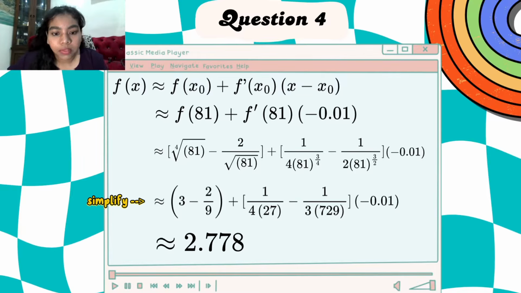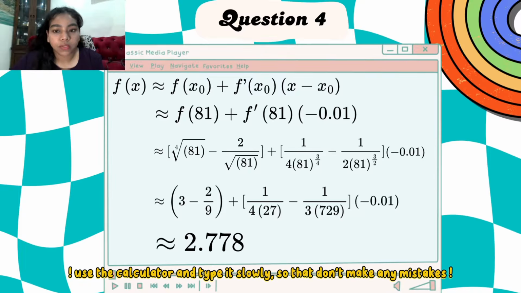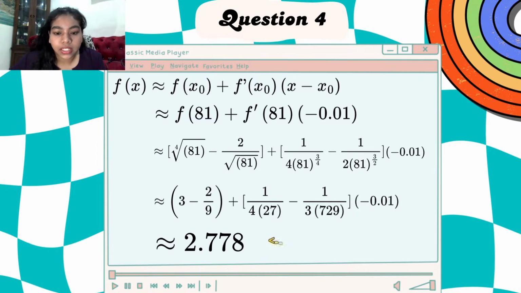For the next step, I simplify it by calculating the f(81) first. So here we have 3 minus 2 over 9, plus 1 over 4 multiplied by 27 minus 1 over 2 multiplied by 729. And then we multiply it by negative 0.01. So for this, you just have to use the calculator and type it slowly so that we don't make any mistakes. And the final answer is f(x) approximates 2.778.